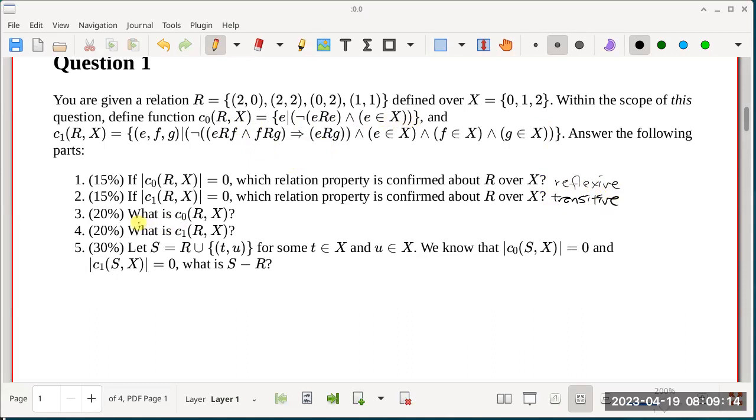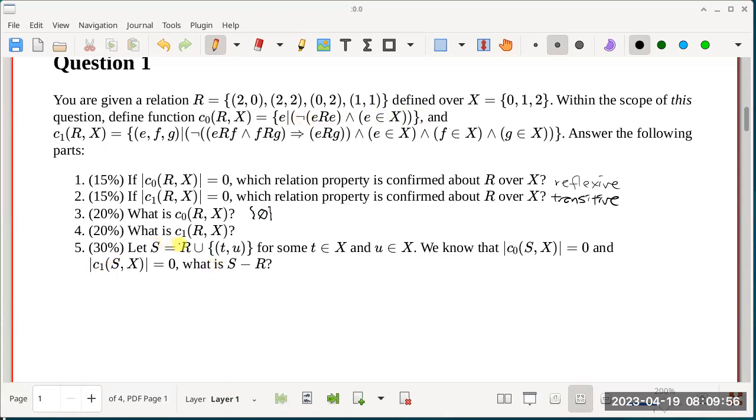All right. So number 3 is asking me what is C0 applied to RX. R is defined here. X is defined here. So that would be trying to find something that is not reflexive. In this case, 1 relates to 1, 2 relates to 2, but 0 does not relate to 0. So the proper answer is just a set with 0 as an element in it, and it is not supposed to be a tuple of 0, 0 because of the way this is formatted right here. We are only referring to the element in X that does not relate to itself. We're not looking for the 2-tuple in this case.